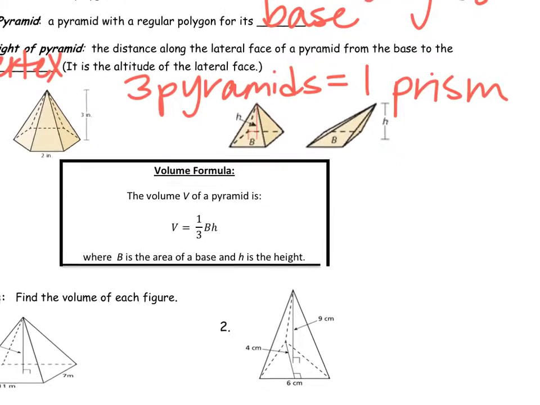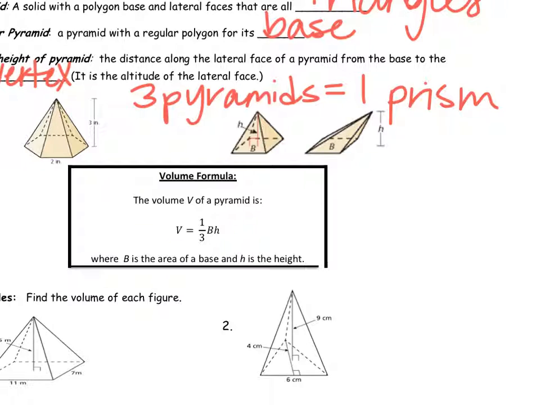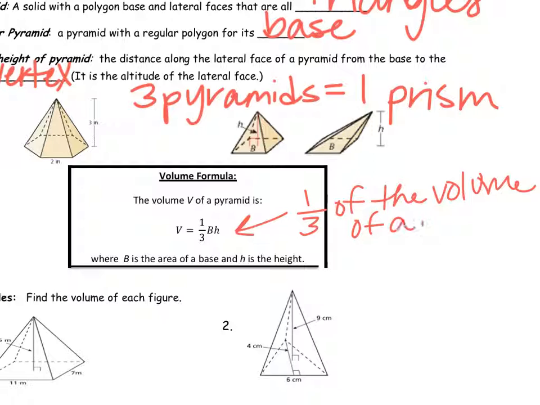Okay, so my question for you is, this is the volume formula for a pyramid: 1/3 area of the base times the height. Why does that make sense? So all this is 1/3 of the volume of a prism, because a prism is BH, area of the base times height.